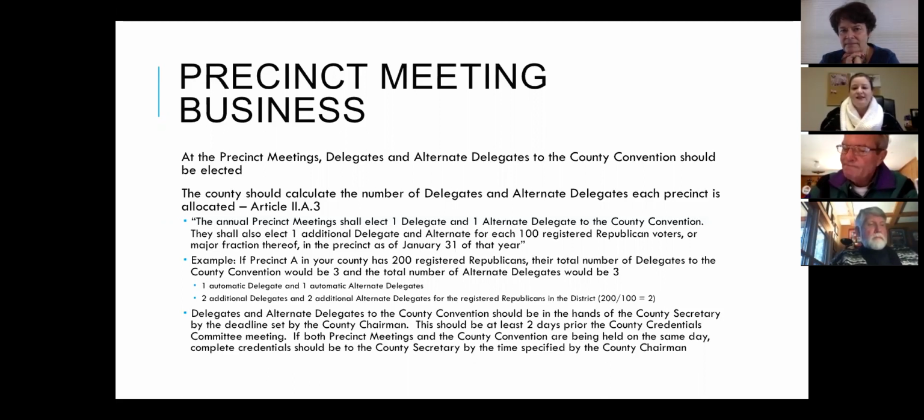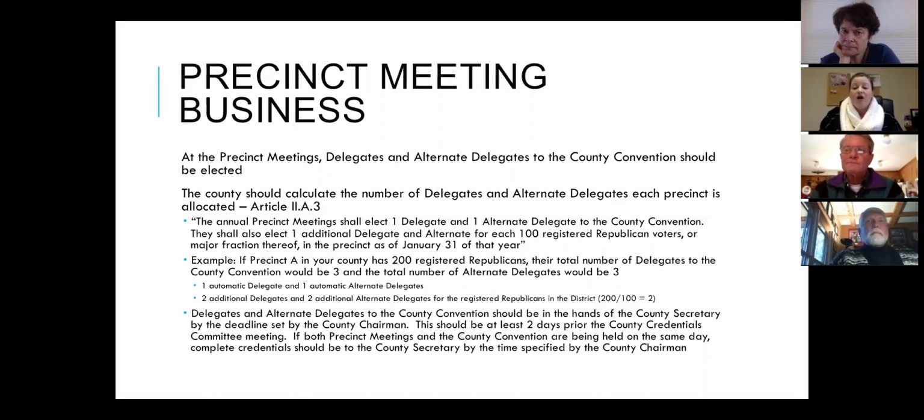If your county does that differently, if it's different in your plan, that is something that some counties may have altered, and that's fine as long as it ensures an equal representation of your district. But most, probably 99% of the counties, are going to do that: 100 registered Republicans equals 1 additional delegate. So your delegates and your alternate delegates from precinct meetings to the county convention need to be submitted to the county secretary by the deadline that is set by the county chairman.